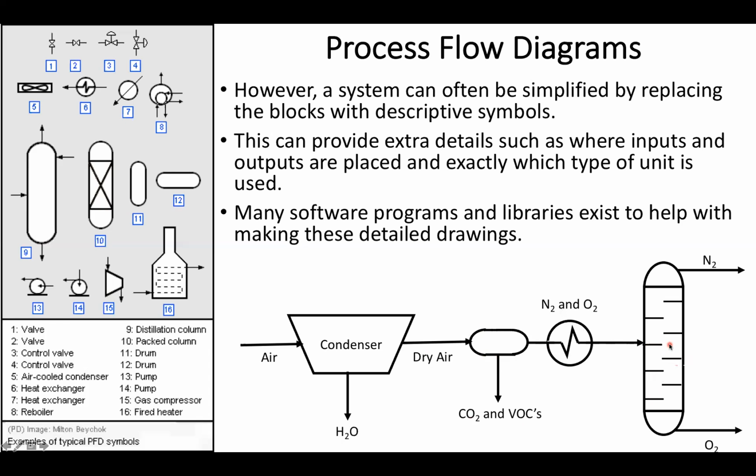Occasionally, but rarely, you can actually show exactly how many plates are involved and what plate the input enters simply using the pictorial diagram, though most don't actually offer that much detail. And in this case, we can also see that N2 is going to be our top or more volatile component, and O2 is going to be our less.